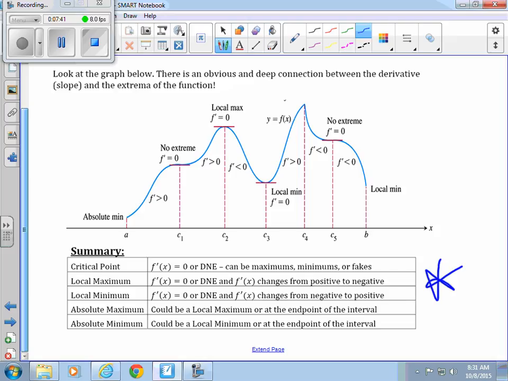Local maximums happen when the first derivative is 0 or does not exist, and the derivative changes from positive to negative. Would that make sense? If the derivative, and watch my hand, I know it's silly, changes from positive, so we're increasing, to negative, decreasing, what's going to happen in between that? A maximum, so it makes sense. A local minimum is going to happen at a critical point when the derivative changes from negative to positive.